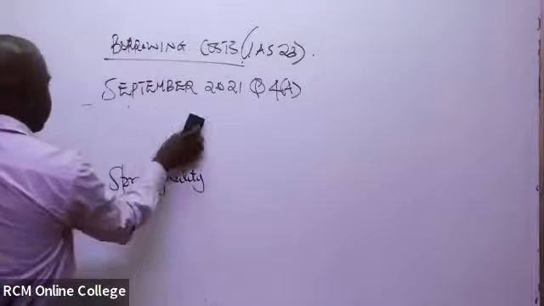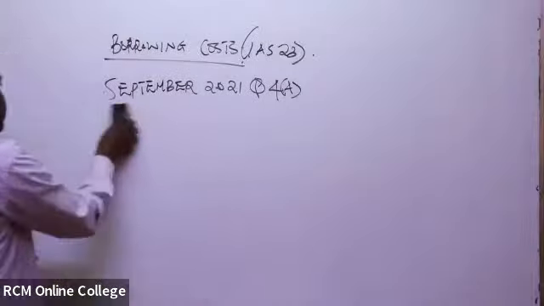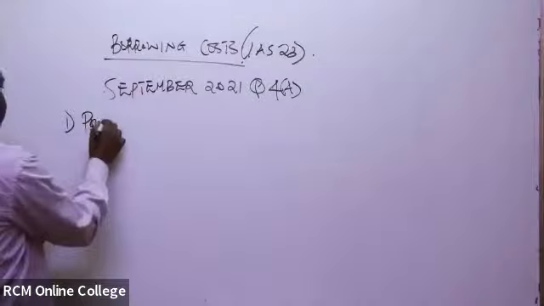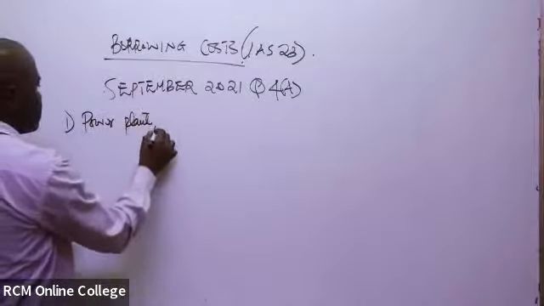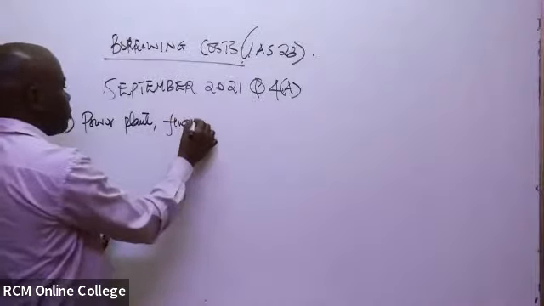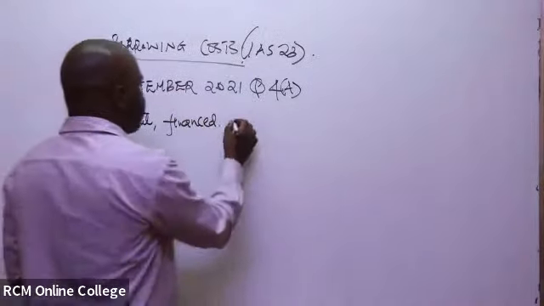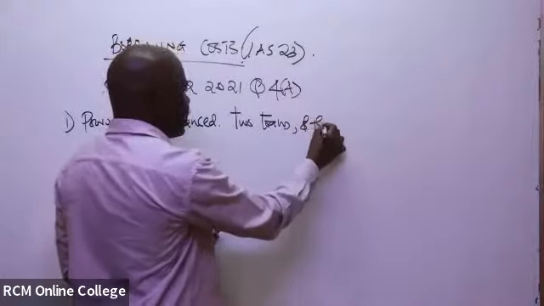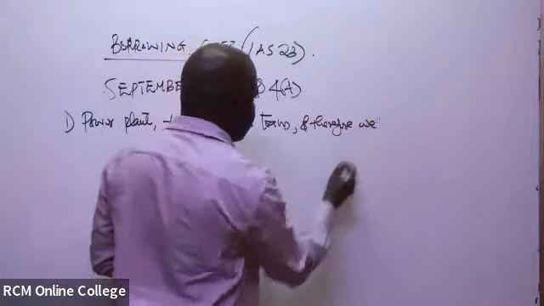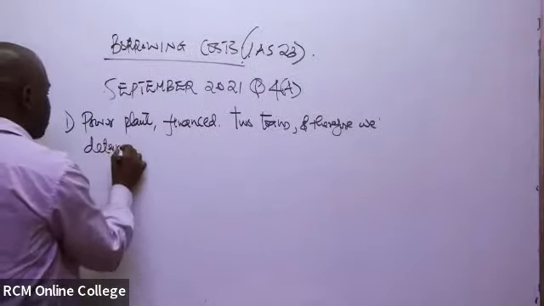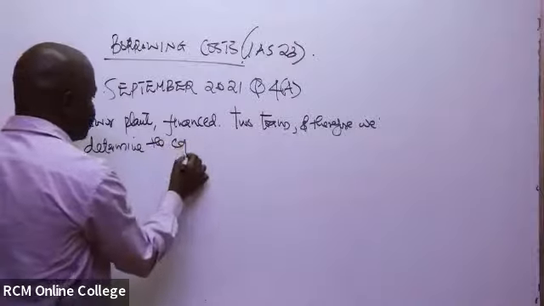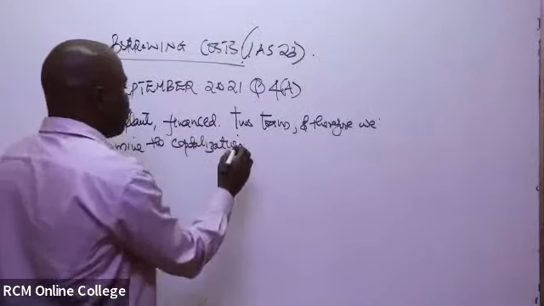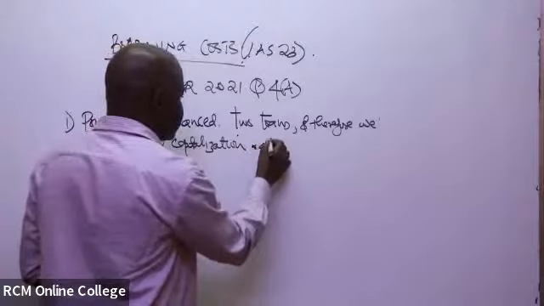So in this case, our first thing to determine, for example, for the power plant, number one, simply because it was financed by two loans, the power plant was financed by two loans, and therefore we determine the capitalization rate, because the two loans have two different rates.